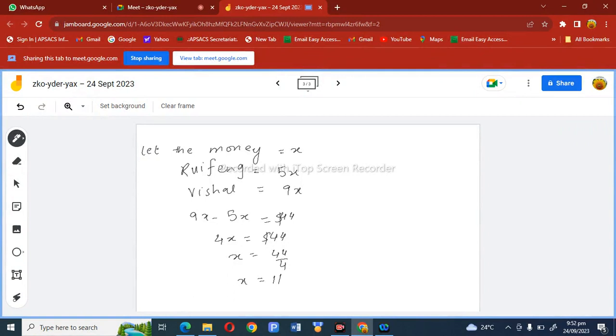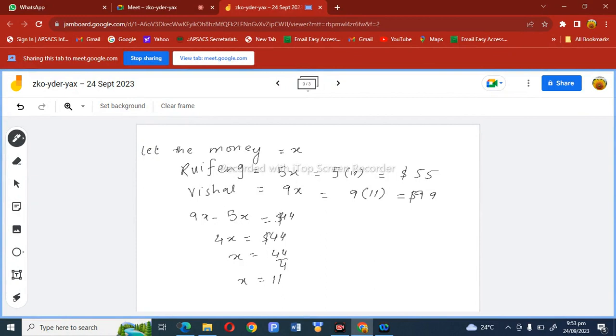Now what is Rui Fang's amount and Vishal's amount is 5x and 9x. Now you will substitute the values here. So it's 5x. If you substitute x here, you will get $55. So Rui Fang is having $55 and Vishal is having, substitute x, 9 times 11 is $99.